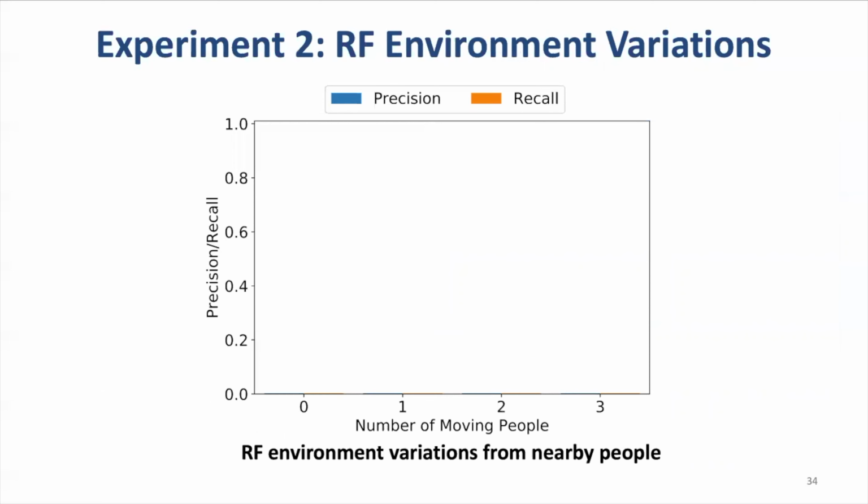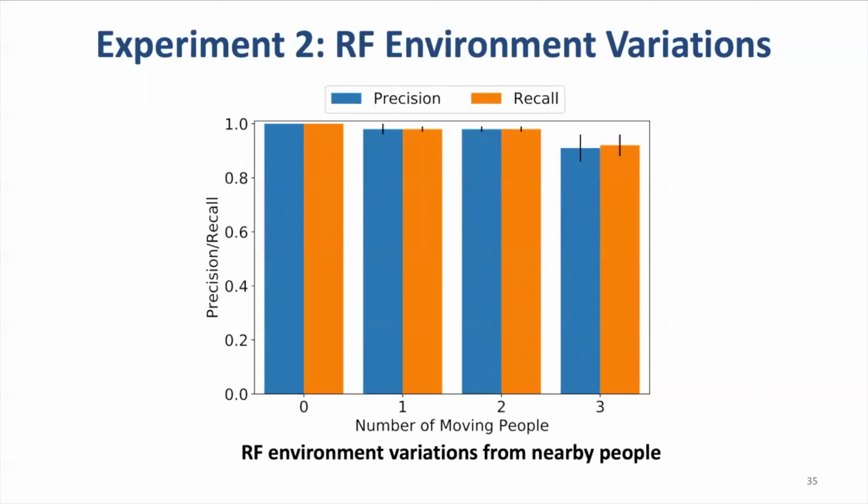In the second experiment, we test the robustness of our system to environmental changes when multiple people move around the experimental setup. In this figure, the x-axis is the number of moving people, and the y-axis is the precision and recall. Here are the results. As we can see, both the precision and recall are higher than 90%, even with 3 moving people. It implies that the environmental variation does not have a great impact on our system.